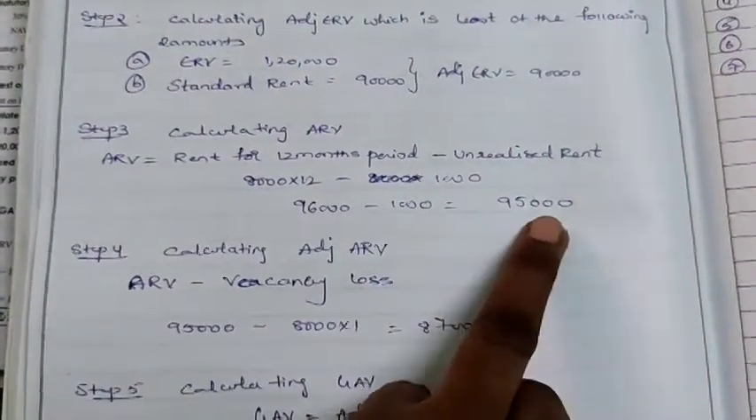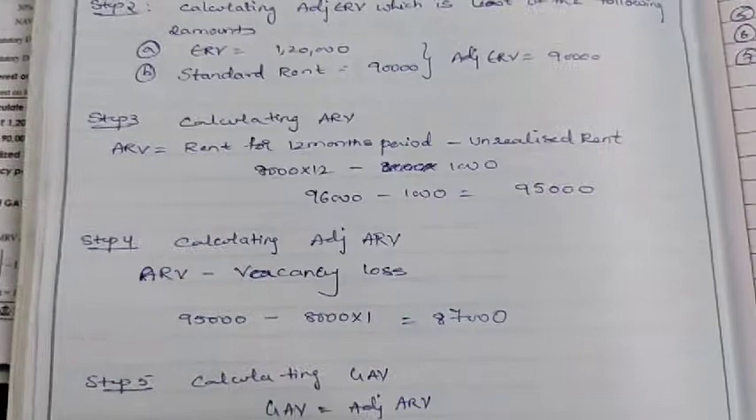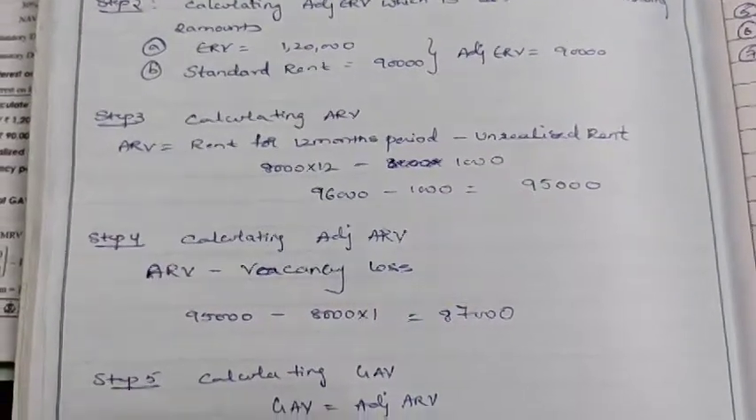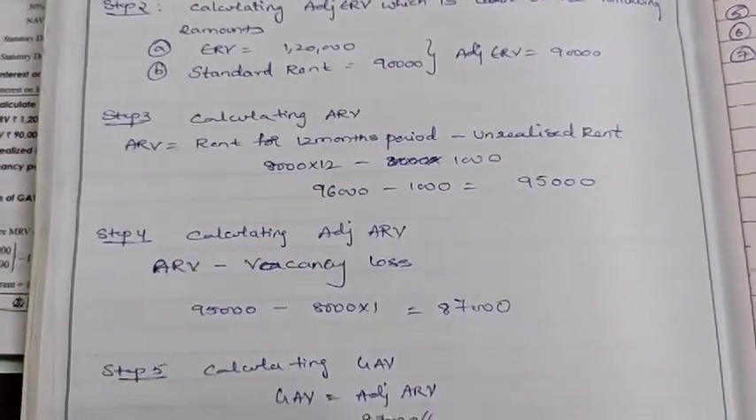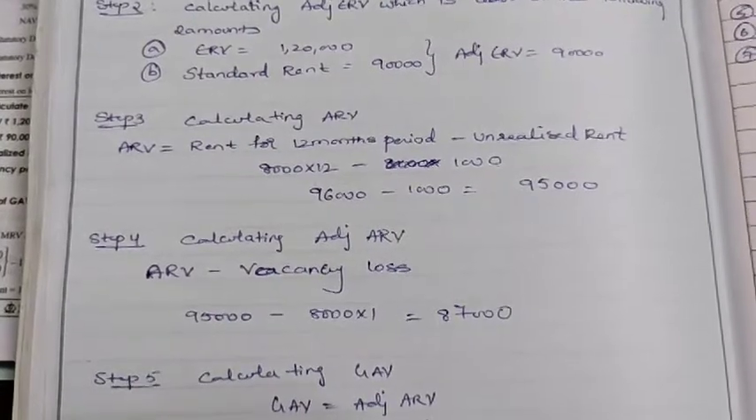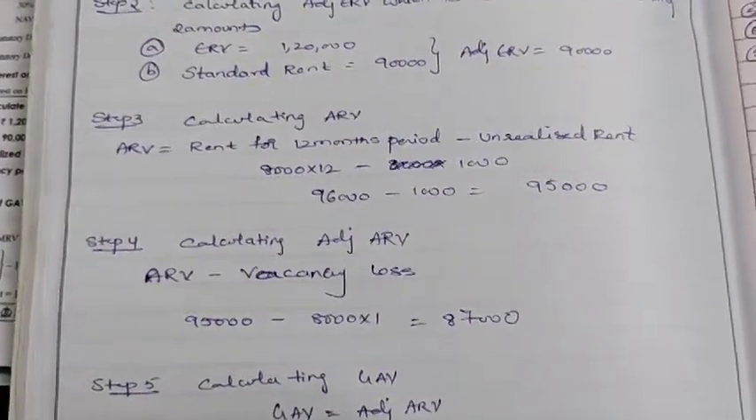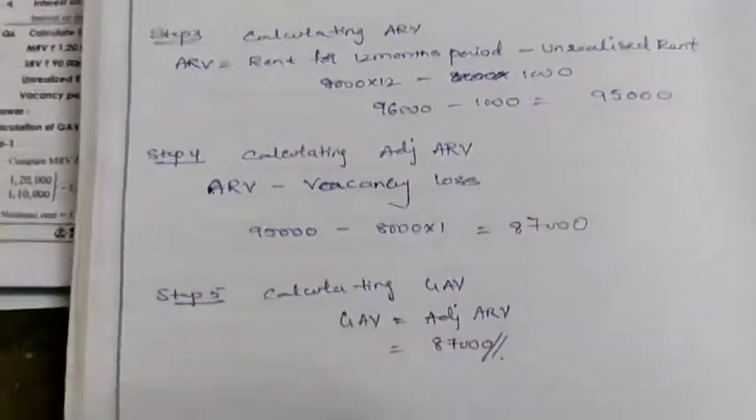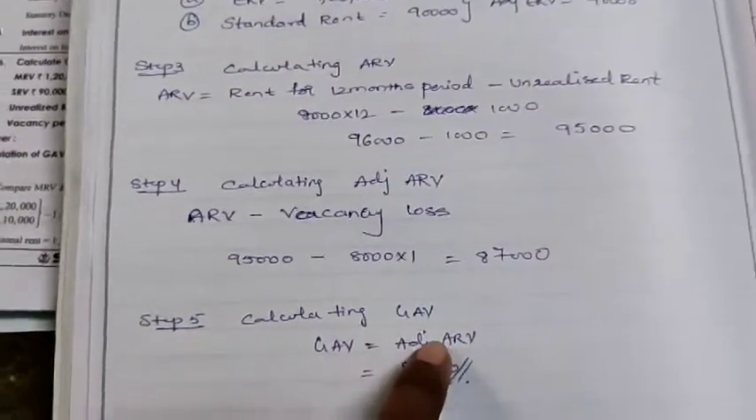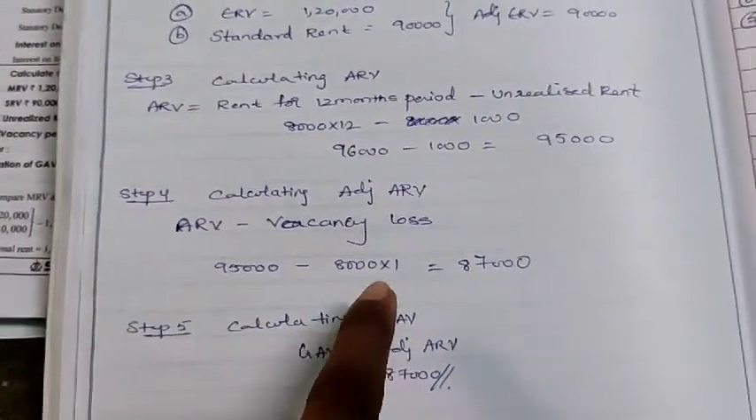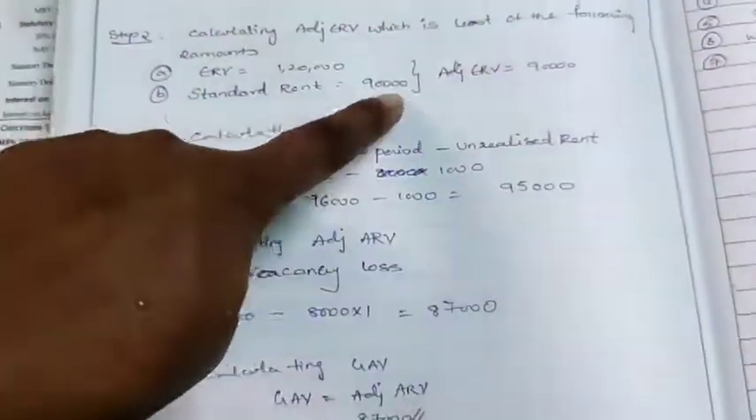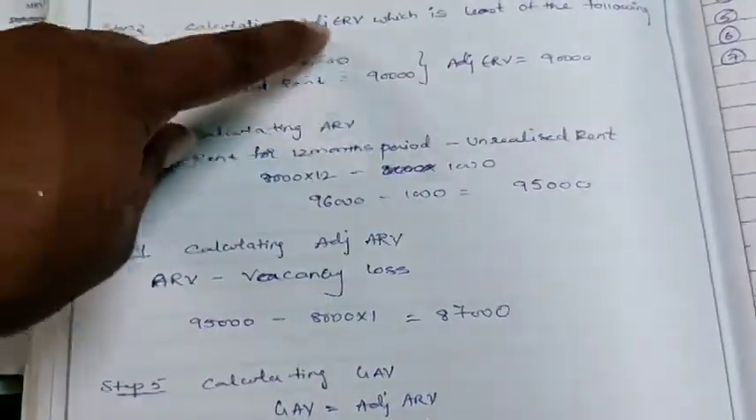How much did we get here? 95,000 minus 1 month vacancy that is given, so 95,000 minus 8,000. Finally we got 87,000. That is the adjusted ARV. Next, what we have to do? Lastly we have to calculate the GAV. For calculating the GAV, we have to compare with adjusted ERV.